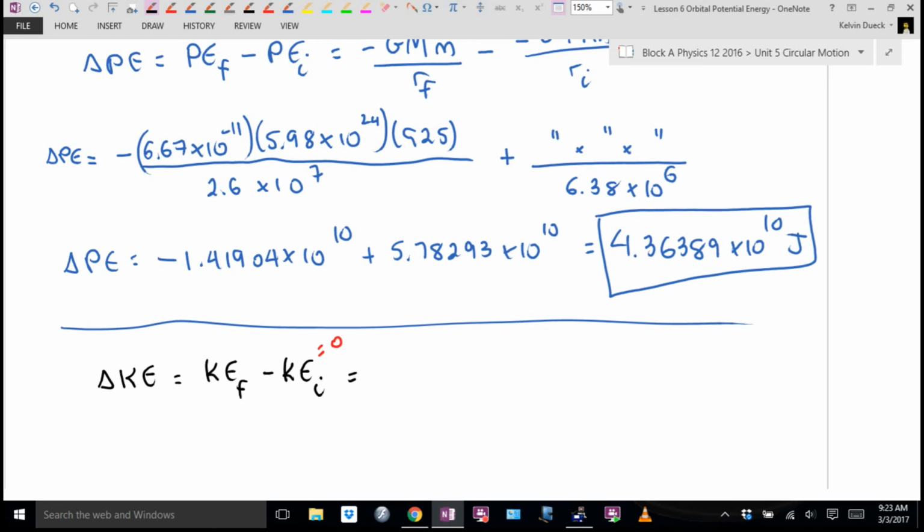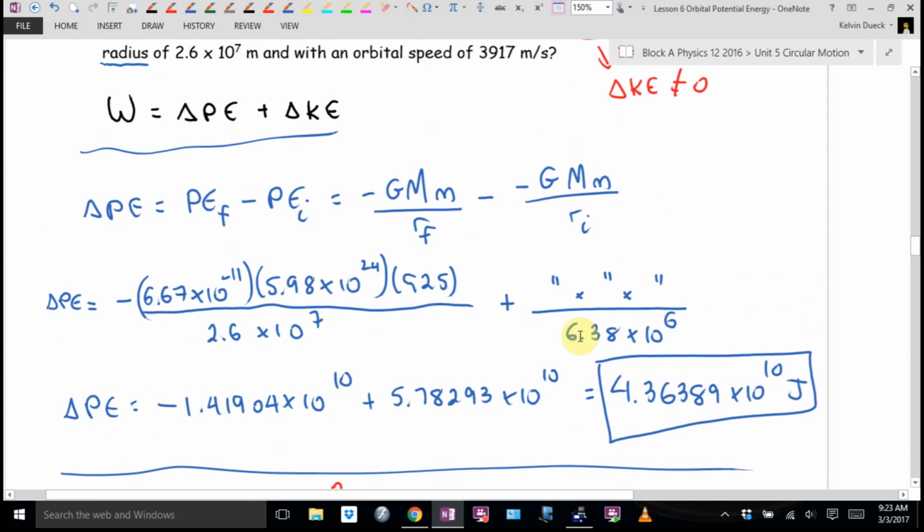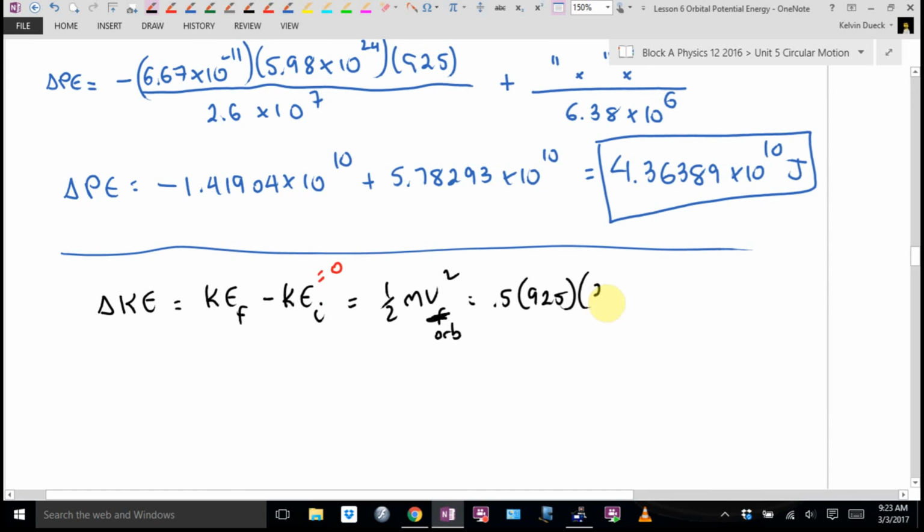Note to self: a half m v final squared. Instead of final, you could call it v orb squared, because that's really the v we're talking about. Which m? Little m. What are we getting up to speed? Not the Earth, the satellite. 0.5, 925. What did I say orbital speed was? 3,917? I think I calculated that. I think it's right. I don't think I made that up.